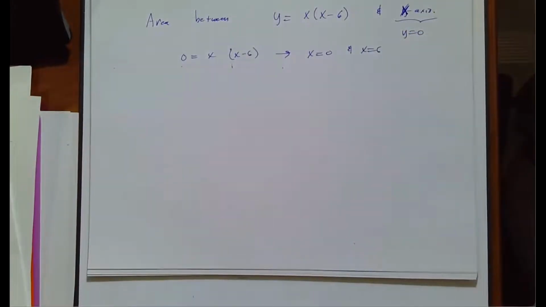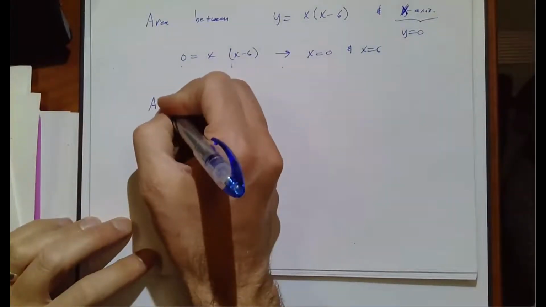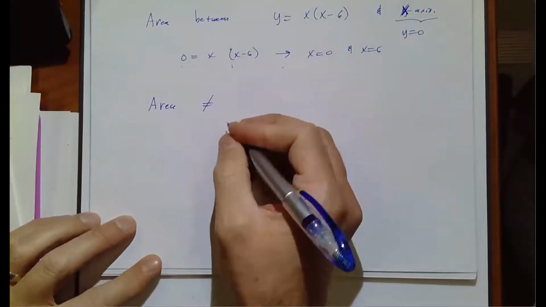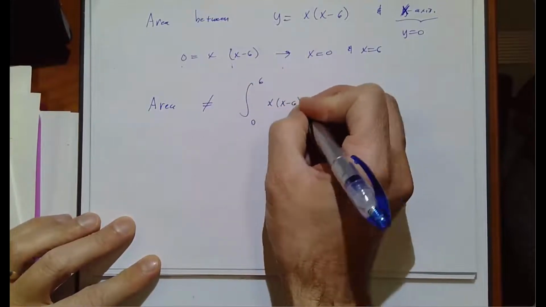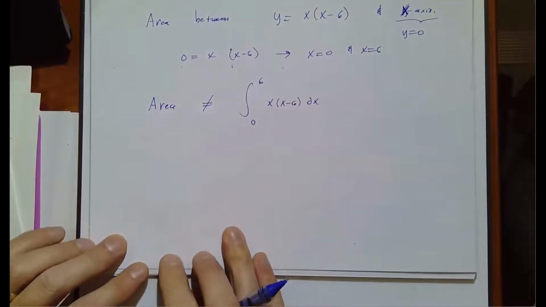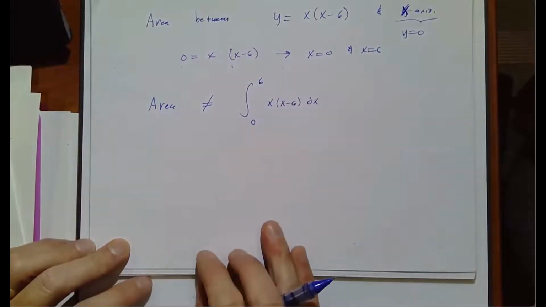But now I want to point out, I'm going to do the wrong thing. The area, well, I'll just tell you, the area is not the integral from 0 to 6 of x times x minus 6, because I didn't do the top minus the bottom.